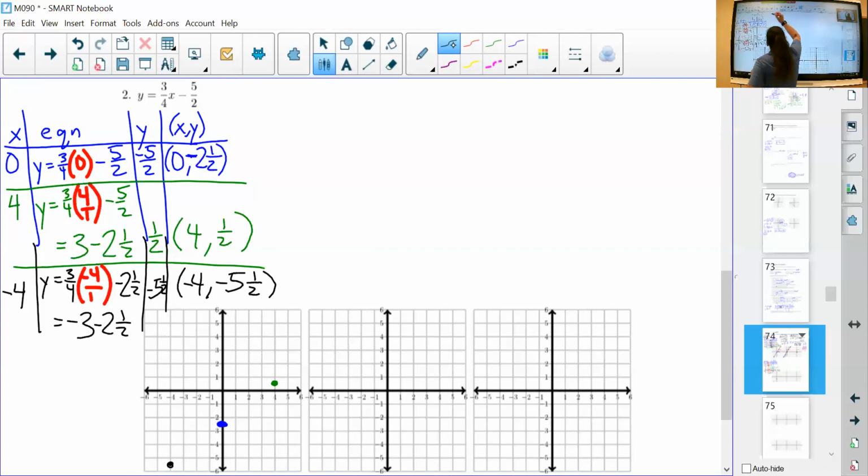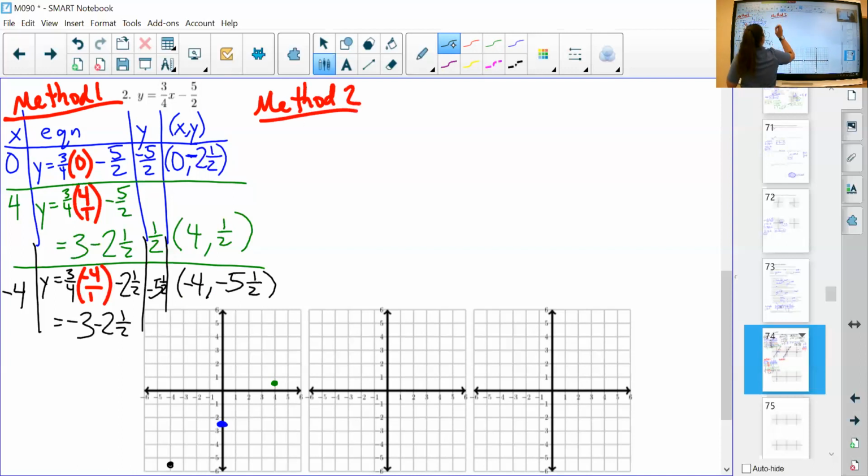So this was method 1. Method 2, I'm going to find the y-intercept. We do that just by plugging in 0 for x, because if x is 0, if we're not going over at all, we know exactly how high up to go. So we take that equation, plug in 0 for x. Notice it looks the same as the first step on method 1.